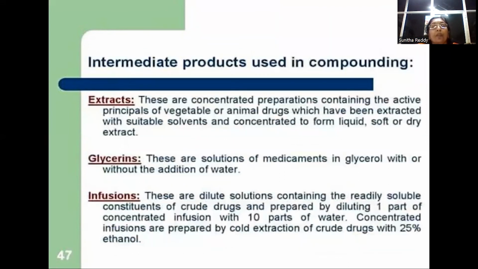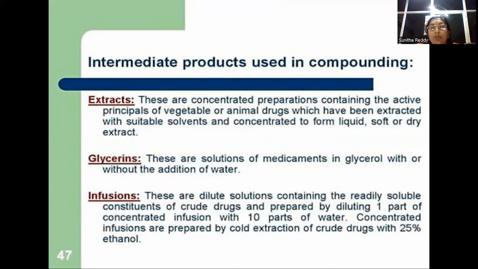mucosa. There is another dosage form they call intermediate drugs used in a compound. They are extracts, glycerins, or infusions. Extracts are concentrated preparations containing the active principle of vegetable or animal drugs, which have been extracted with a suitable solvent and concentrated to form a liquid, soft or dry extract. Glycerins are solutions of medicament in glycerol, without the addition of water.